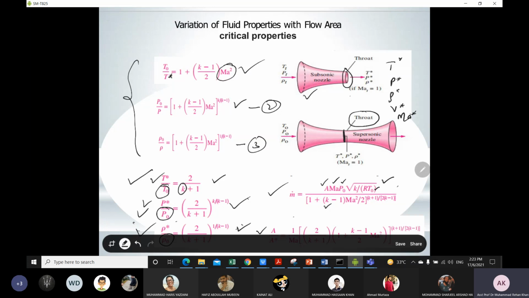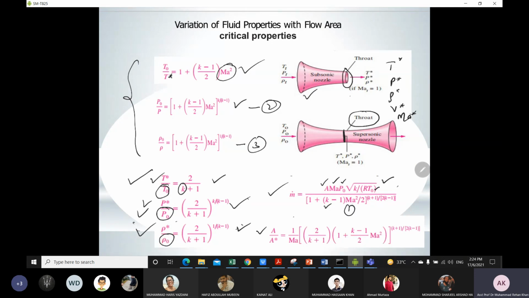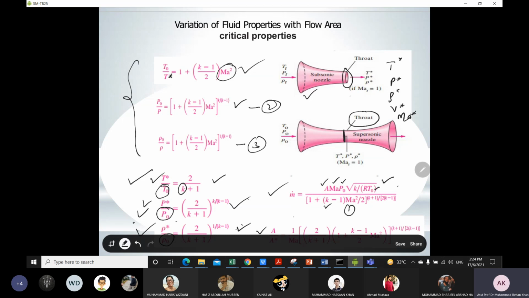And if you have to find the mass flow rate at the throat, it means the Mach number is 1 at this point. So by just putting the value 1 for the Mach number, you will get the mass flow rate at the throat, and this is the maximum mass flow rate, because at the throat point we get the maximum mass flow rate.